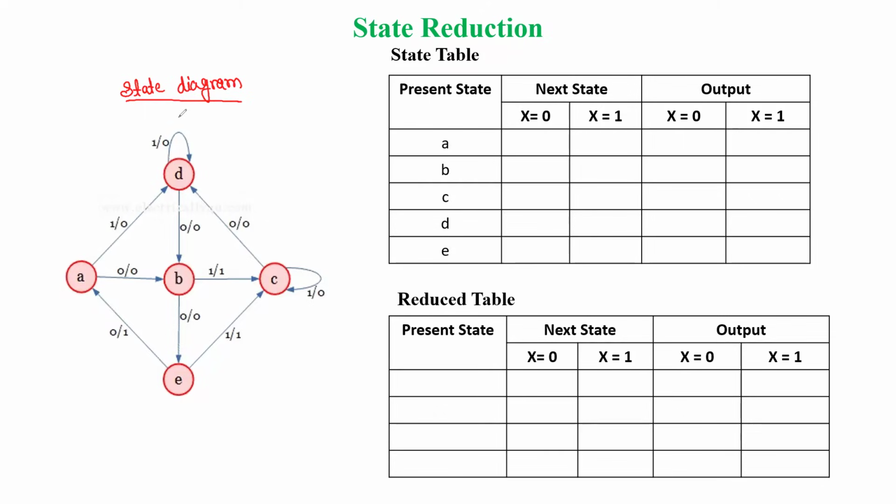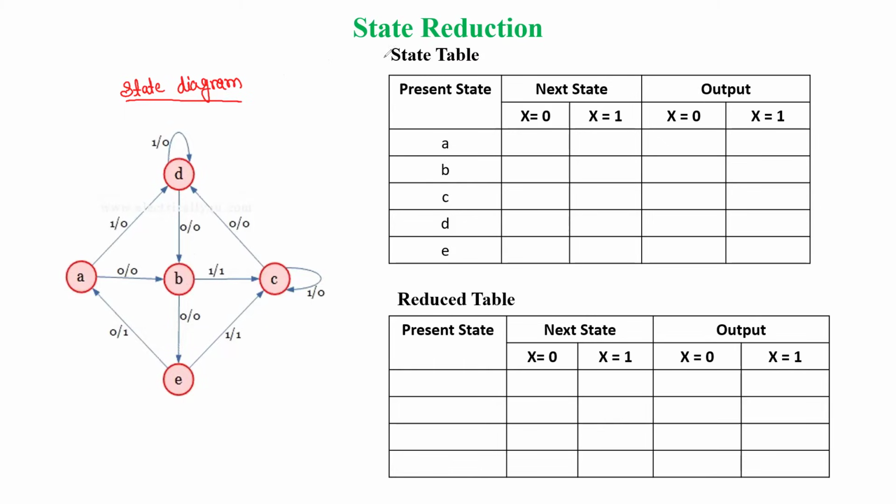the state diagram. So in this case, if you see, how many states are given in total? In total we have five states: A, B, C, D, E. Total five states are there.